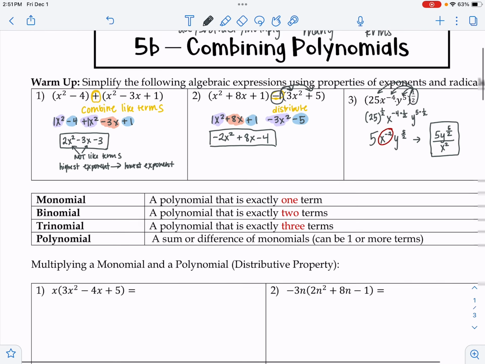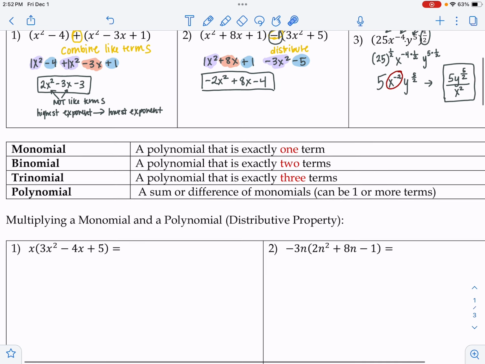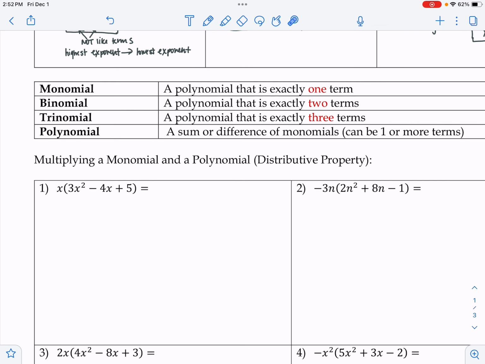Okay, and so the next examples, we are going to be multiplying. Number 1, we were adding polynomials. Number 2, that's how we subtract polynomials. In the case of adding, you just combine your like terms. In the case of subtracting, you distribute your negative and then combine your like terms. Okay, a monomial just refers to a polynomial that's one term. So like this lonely x here, that's a monomial. Okay, binomial would be 2 terms, trinomial would be 3 terms, and then polynomial is just 1 or more terms.